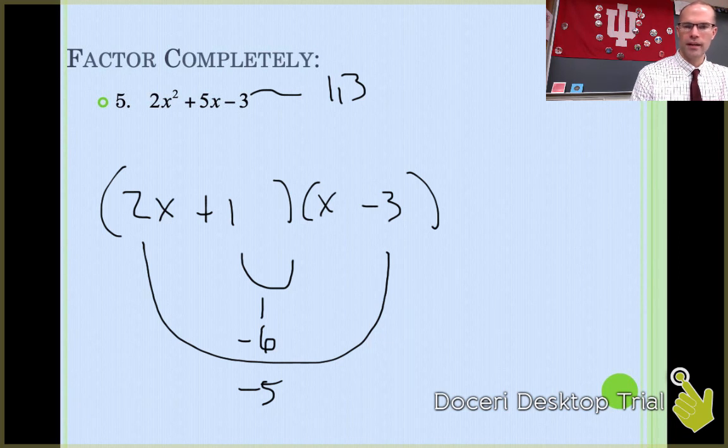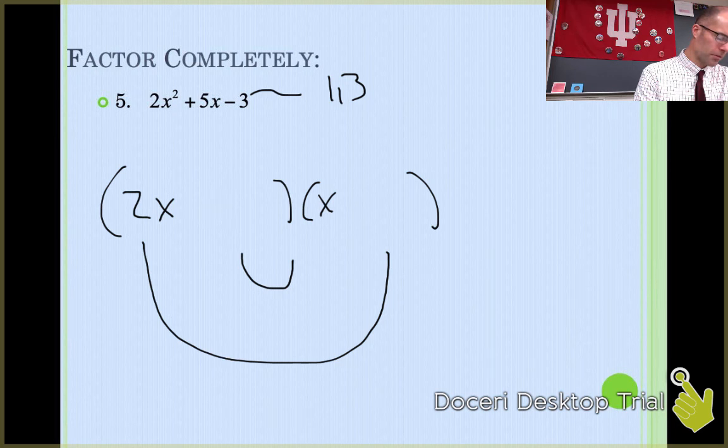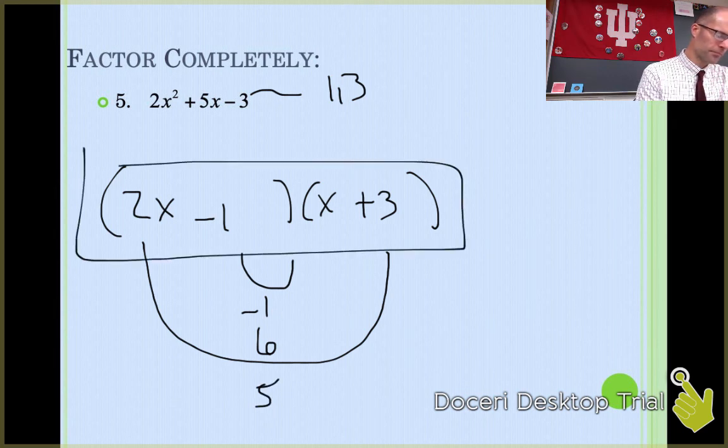So I have a negative 5, so that means the only thing I need to do is change my signs. So this needs to be a negative 1. This needs to be a positive 3. So 2 times 3 will give you positive 6. Negative 1 times 1 gives you negative 1, which gives you positive 5. So there's my factor.